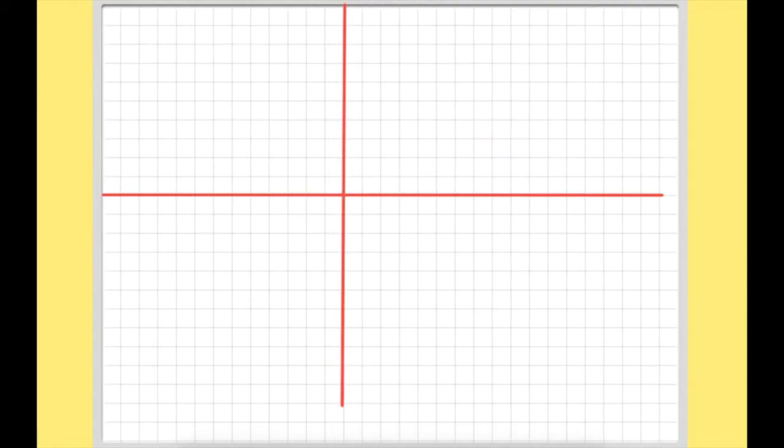So let's put a couple of points on our graph and see if we can identify what the coordinates are. We'll place one here and one here, and we'll do one here as well. So let's start with this one on the bottom left. What are the coordinates of the point?